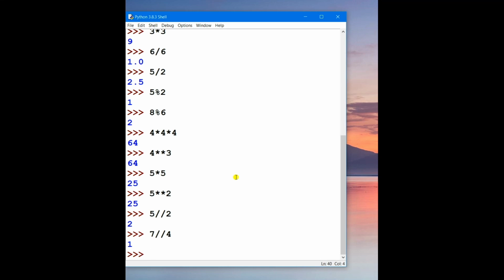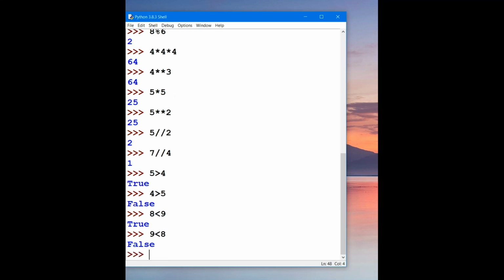Now we have the second kind of operators, called relational operators. These are comparison or relational operators such as equals to, with two equals signs, and not equals to, where an exclamation sign along with an equals sign gives us the not equal sign. Similarly, we have greater than and less than. These are all the relational operators.